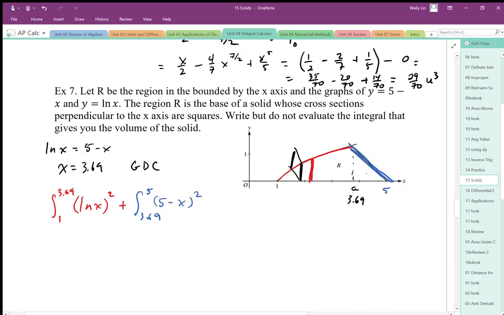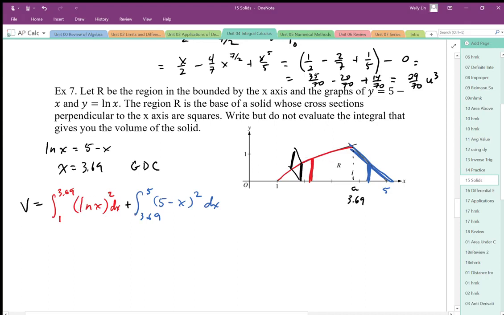Those cross sections, the length perpendicular to the x-axis making cross sections, will give us our square pieces. And then we're going to give thickness dx. Forgot to give this one thickness dx. And then that would represent the volume of that solid made from those two functions. Just clean that up a bit. It should be plus here.